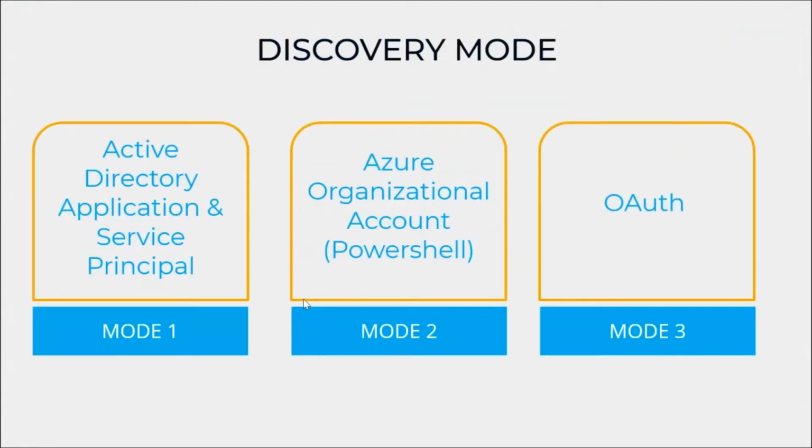For adding the Azure Monitor, we have three discovery modes. The first one is AD application and service principal mode, the other one is Azure organizational account using portal, and the other one is OAuth. Based on the mode you're going to use, the prerequisites will differ. If you're using mode 1, that is AD application and service principal, you have to provide the client ID, tenant ID, and application key. If you're using mode 2, that is the Azure organizational account, then you have to provide the user email, password, and the verified domain name given for your organizational account. And when you're using OAuth, it makes it simple, where you can use passwordless tokens for authorization. So let me quickly show you the Azure Monitor.